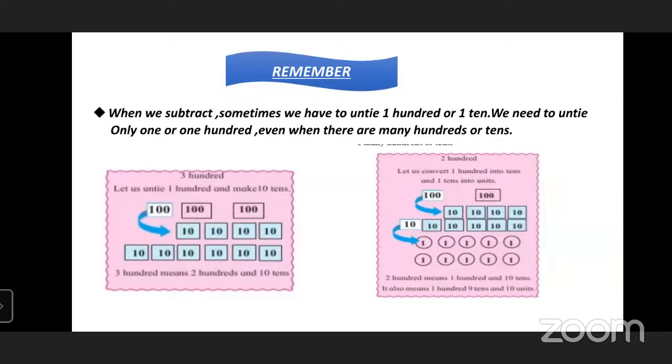Okay. Now the second box. Here we have 200s, and among those 200s we have untied only 100, that is 10 tens. Further, we have untied one of those tens into units. So see the last line in that second box: 200 means 10 tens. It also means 9 tens and 10 units.